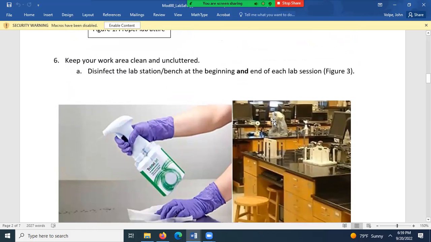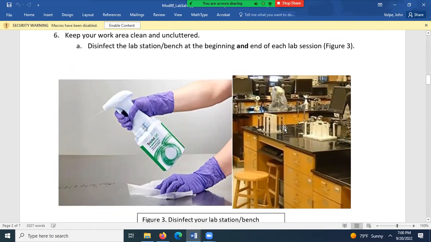Keep your work area clean. As I stated, before you begin work, you should wipe down your lab area. This is actually a picture of where we would work in the lab. Wipe down where you work, the work area here, with disinfectant and a paper towel, and you just throw that paper towel in the trash can. And then when you're all done, you do the same thing, wipe it down with disinfectant, and throw that paper towel in the trash can.